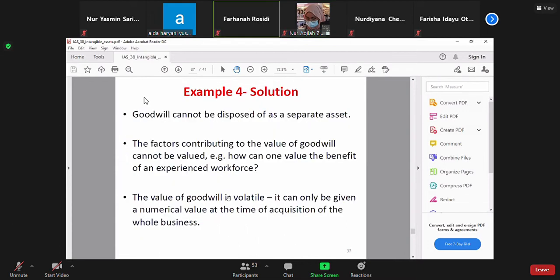Now, goodwill cannot be disposed of as a separate asset. But we categorize goodwill as an intangible asset. The factors contributing to the value of goodwill cannot be valued. Example, how can one value the benefit of an experienced workforce? Okay, this is about the skilled workers just now.